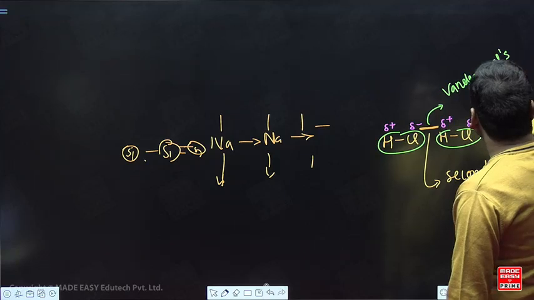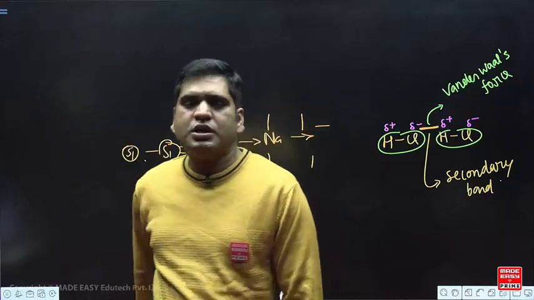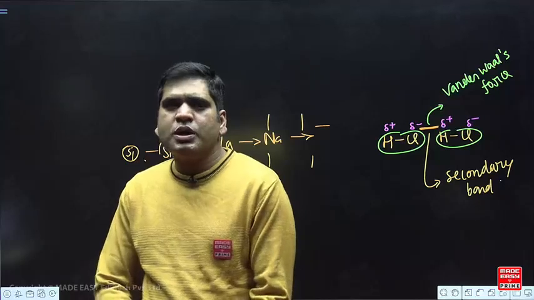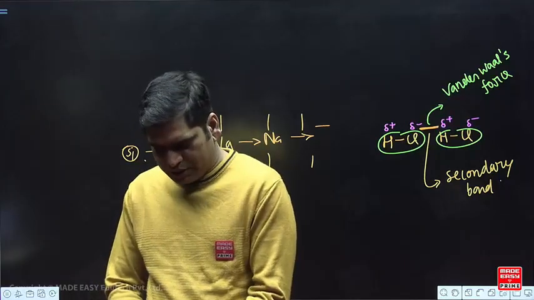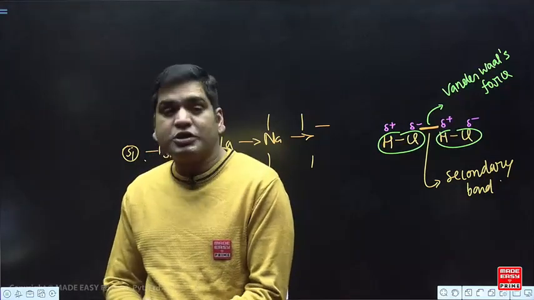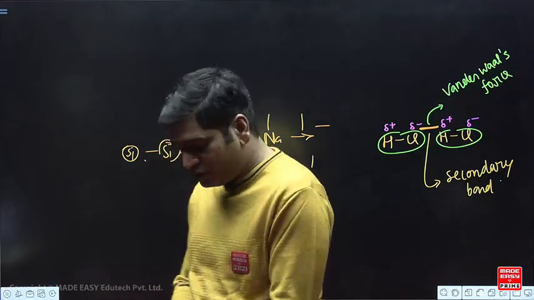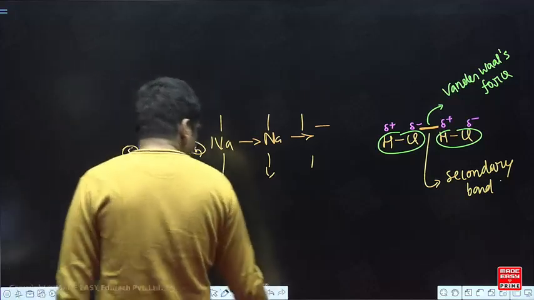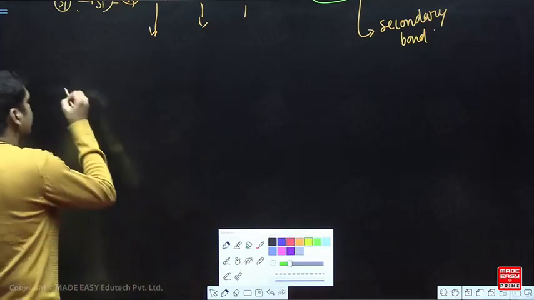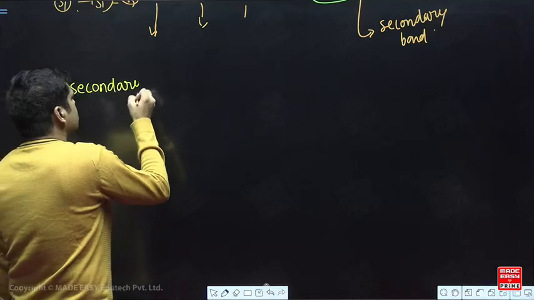Since van der Waals force is because of partial charges, and partial charges are never stable, they keep on fluctuating. So this force can never be a stable one. That is the reason it is considered to be the weakest force in nature. If the force is weakest, then the bond would be weaker. So secondary bonds are the weakest bond, also known as molecular bonds because they are formed in the molecules. So let's put the heading: secondary bond.